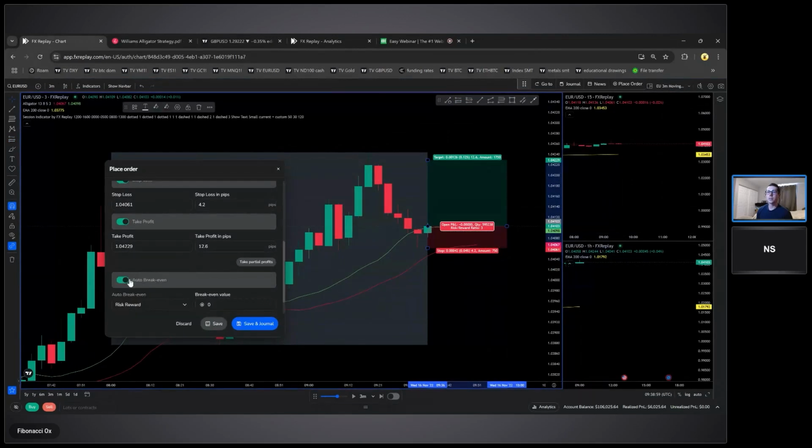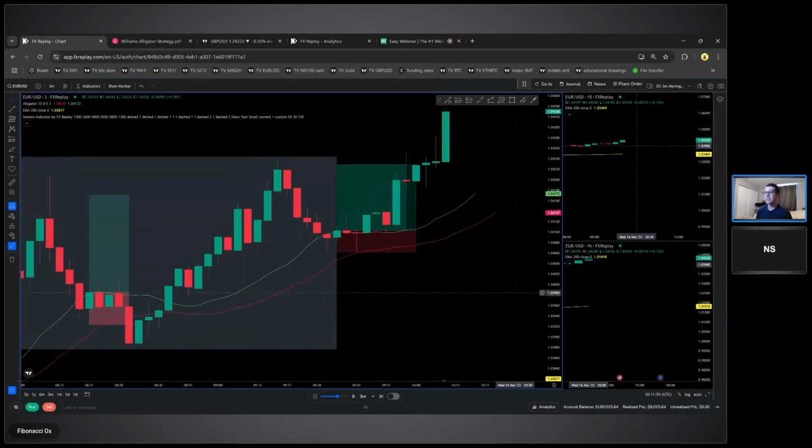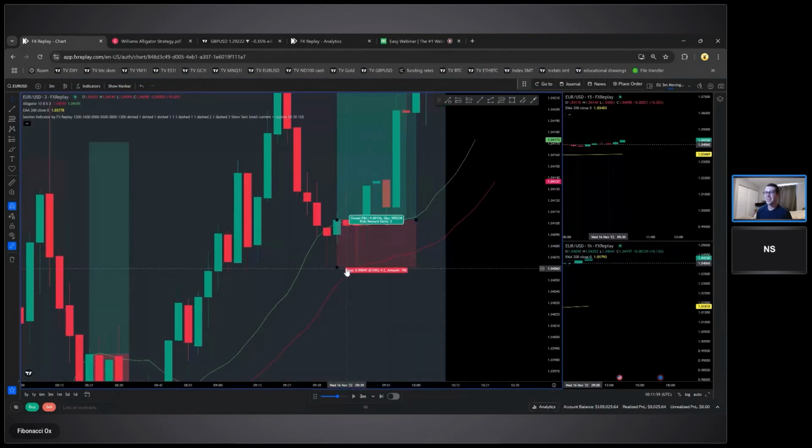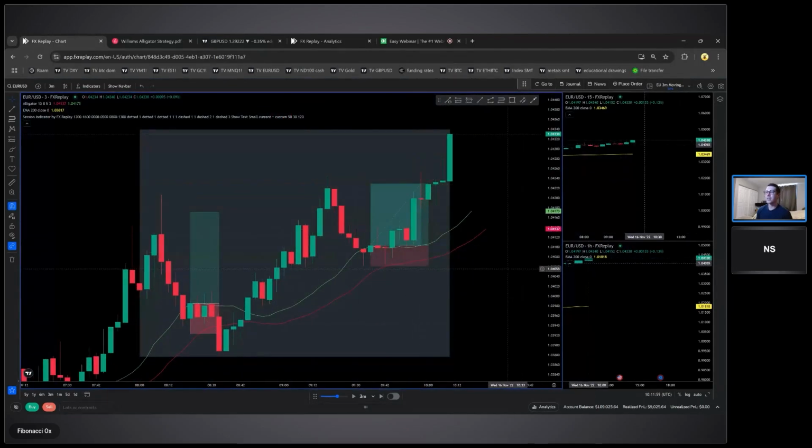Buy market, auto break even after 2R. And see how this one played out. So really close to our stop loss. Would have been sweating for sure if I was in this live, but it did not quite stop us out. And then it ran to our take profit really nicely.